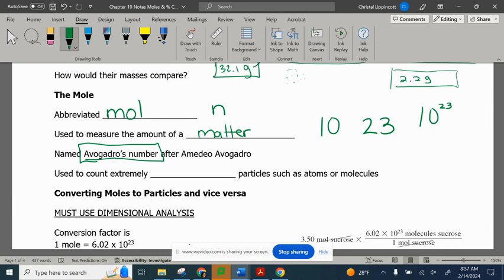All right, it's used to count extremely small particles like atoms or molecules. Again, you're not going to be able to sit there and count these out. It's just not going to work. You don't have that kind of time. So we just use a balance and work it out that way.